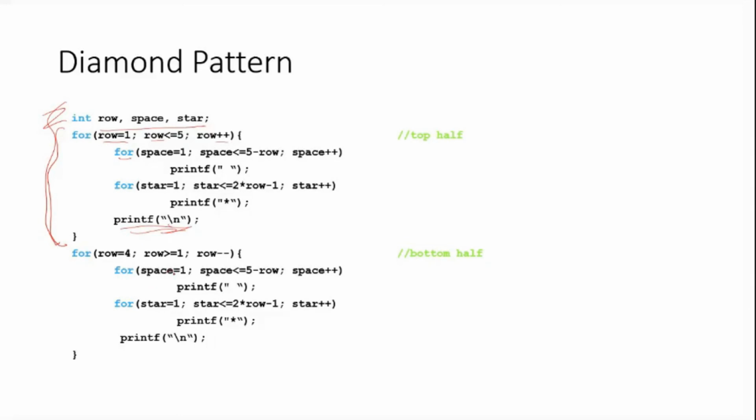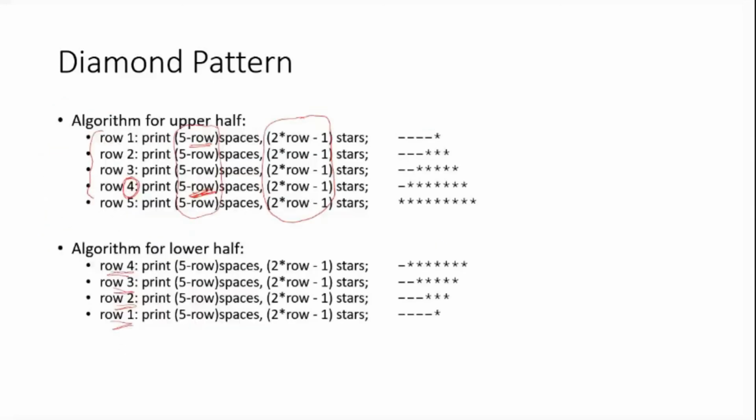So then this one is repeated. First we print the spaces, 5 minus row number of spaces. Then 2 times row minus 1 stars are printed there. So this is repeated, and that is how we get to this particular star-like structure.